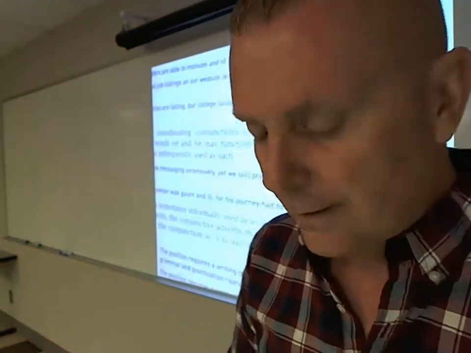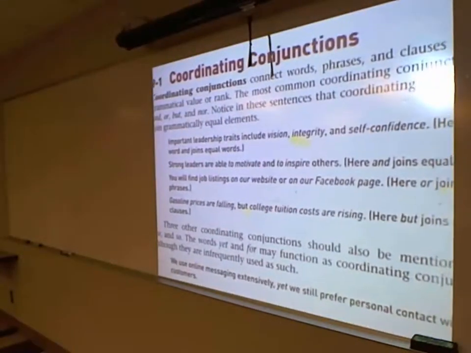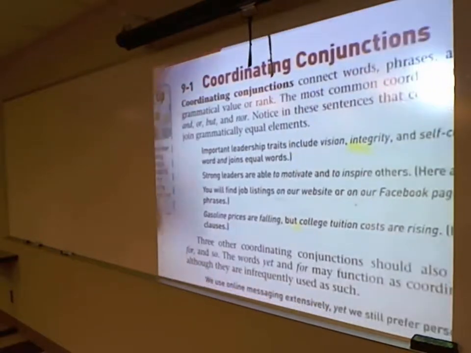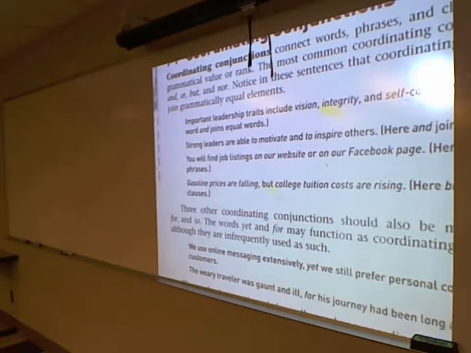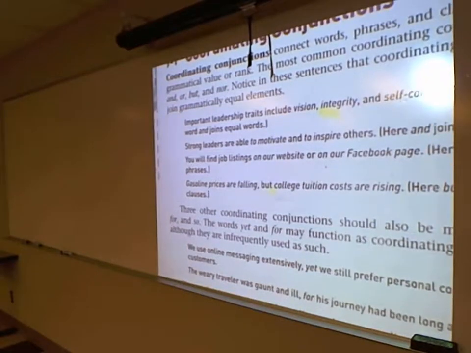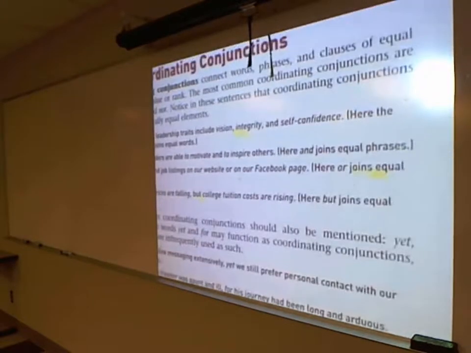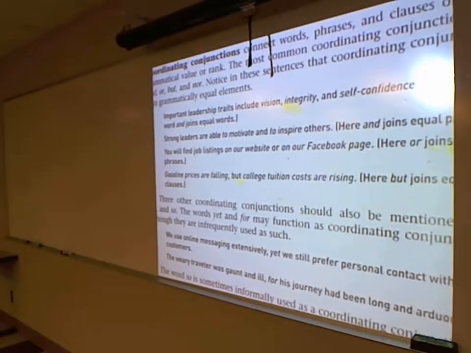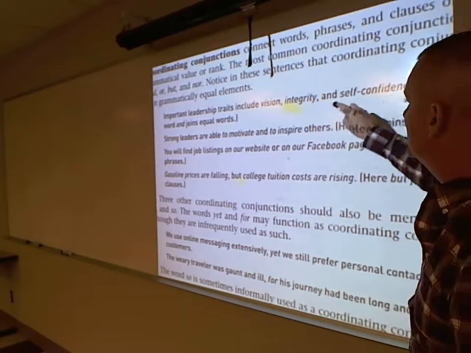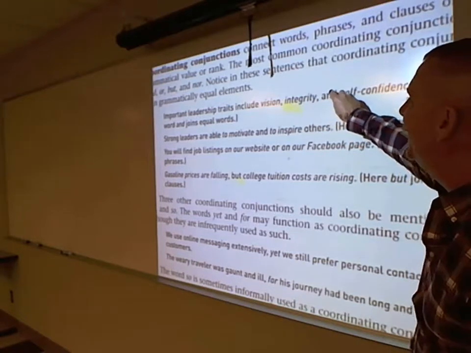Okay, first and foremost, coordinating conjunctions connect words, phrases, and clauses of equal grammatical value or rank. The most common coordinating conjunctions are and, but, or, nor, for, so, and yet. Notice in these sentences that coordinating conjunctions join grammatically equal elements. Important leadership traits include vision, comma, integrity, comma, and self-confidence. So we have three items in a series, and we use commas even before the last and.